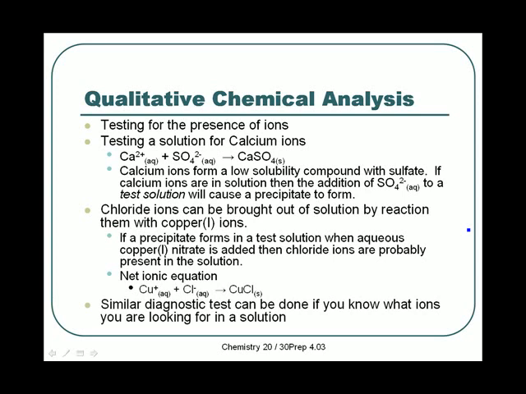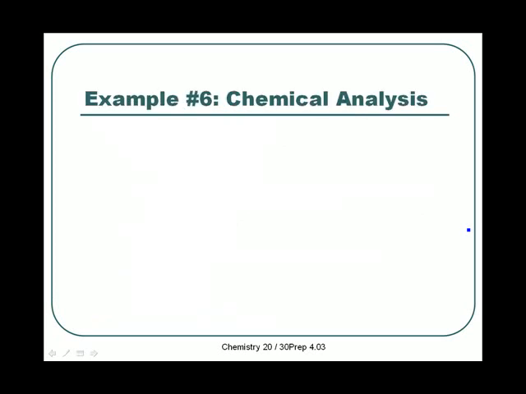So, and we can do this for any type of ion that we're looking for. The first thing is you have to know what you're looking for, which will be given to you in a question. And from that, we're going to choose chemicals that we can add that will produce a known result if the chemical is there.